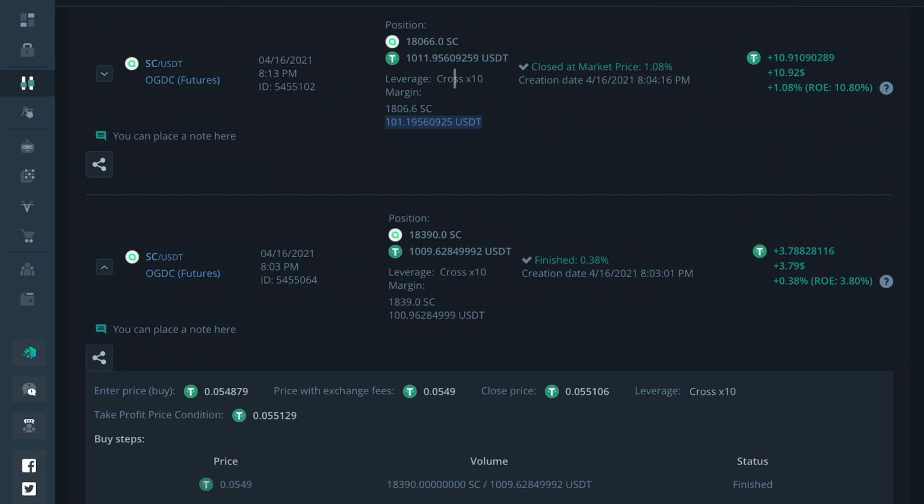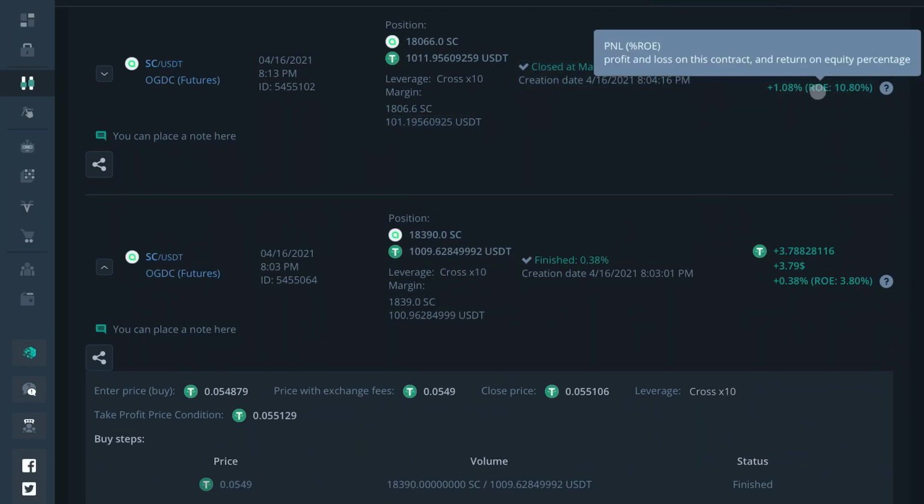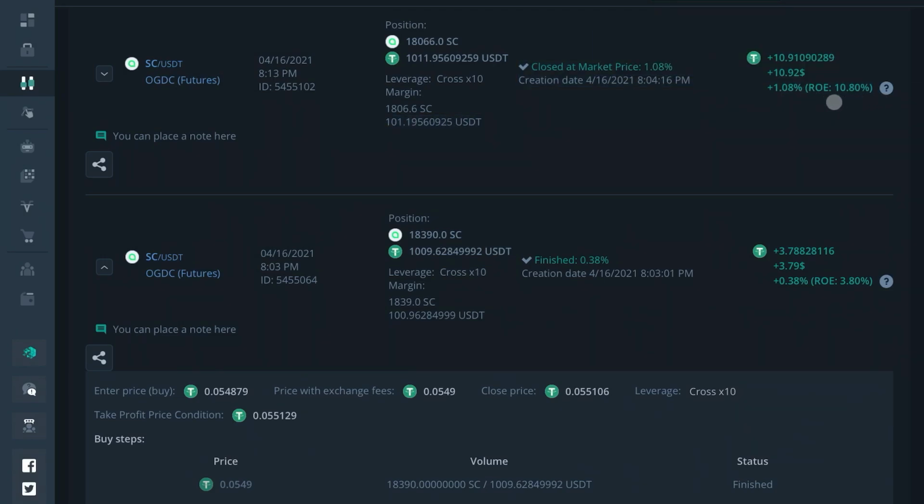We used 10x cross that made our position size $1,011. So we made $10.92 off $101. So that is a 10% return on equity. Even though the market only moved 1%, we were able to get 10% returns back. So that is how you can use leverage to multiply your earnings substantially.